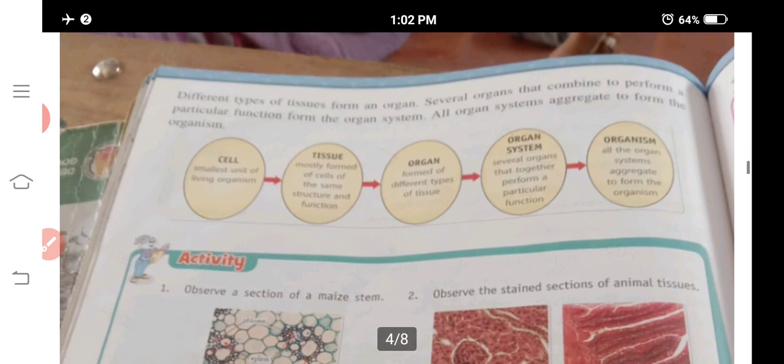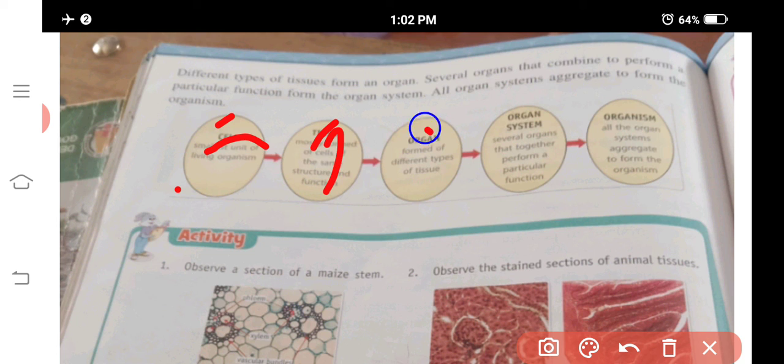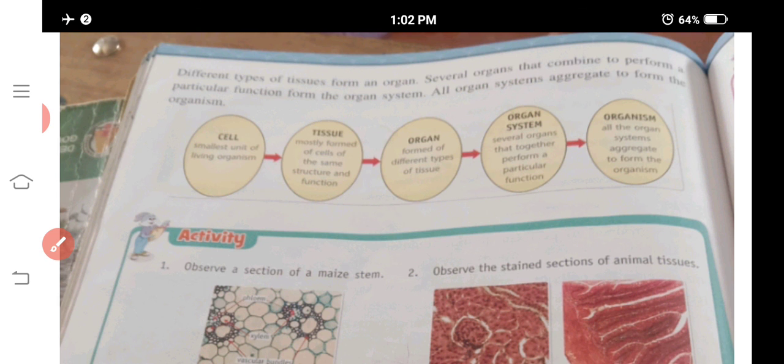Next, different types of tissues form an organ. Several organs combine together to form an organ system, and organ systems make up the organism. A single cell is the smallest unit in a living organism. Cells with the same structure and function form tissues, tissues form organs, all the organs combine to form organ systems, and all the organ systems make up the organism. So the lesson is finished.